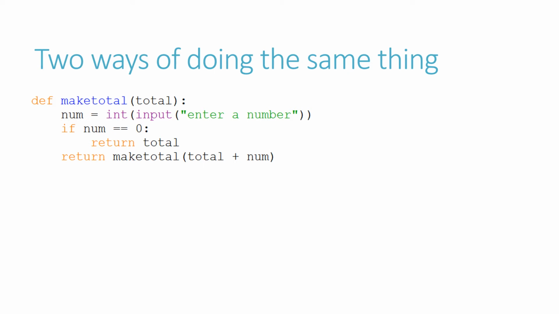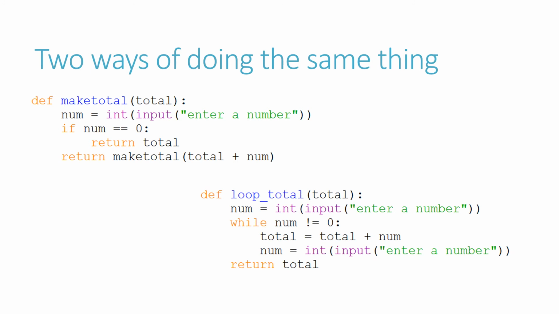This example is the one we just looked at. It uses recursion. This example uses a while loop. It uses iteration. So this is the recursive version and this is the iterative version. They both do the same thing. They find the total of a set of numbers input by the user.